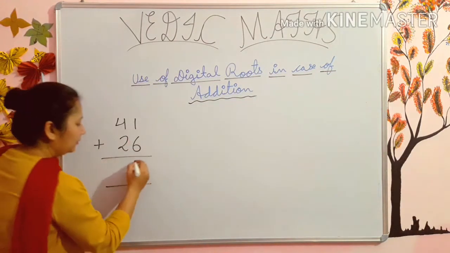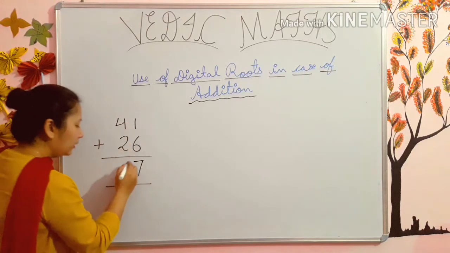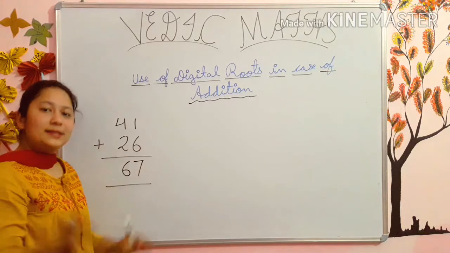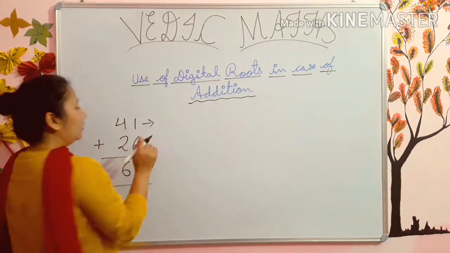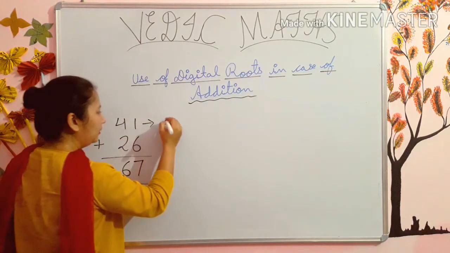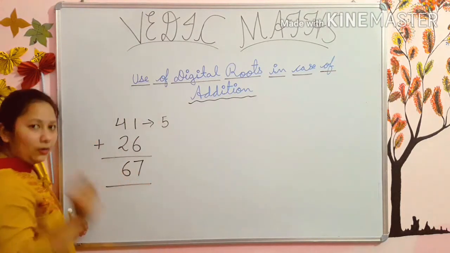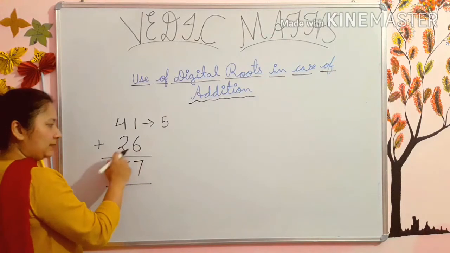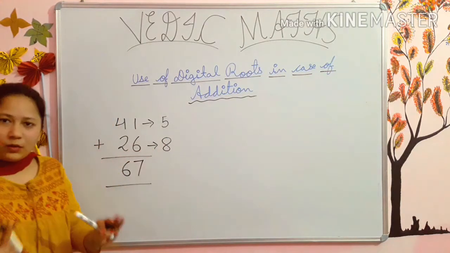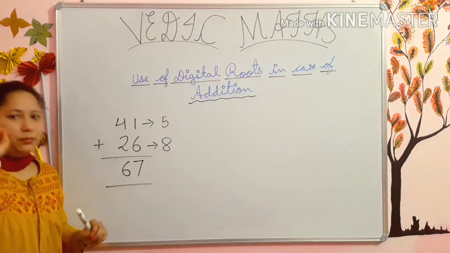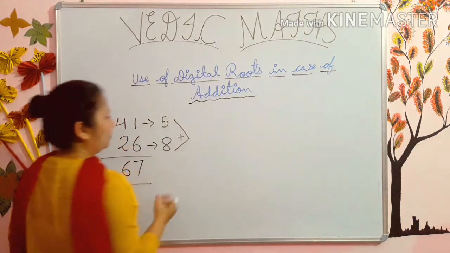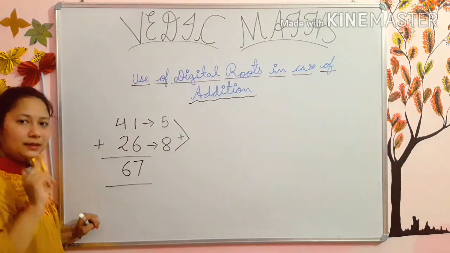6 plus 1, 7 and 4 plus 2, 6. Now use the digital root to find whether your answer is correct or not. Now find the digital root of the first number. 4 plus 1, 5. Now the digital root of the second number. 6 plus 2, 8. Got it? Now you have to add both the digital roots. 8 plus 5, 13.